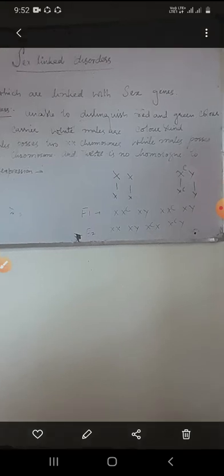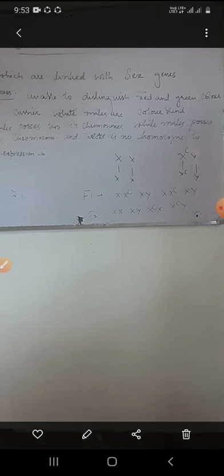You will see here in the map, if a marriage takes place between a normal female and a colorblind male, what will happen? The first generation females will be carriers. And in the second generation, 50% of the males will be colorblind and 50% of the males will be normal, while females will be carriers. This is called the criss-cross pattern of inheritance.